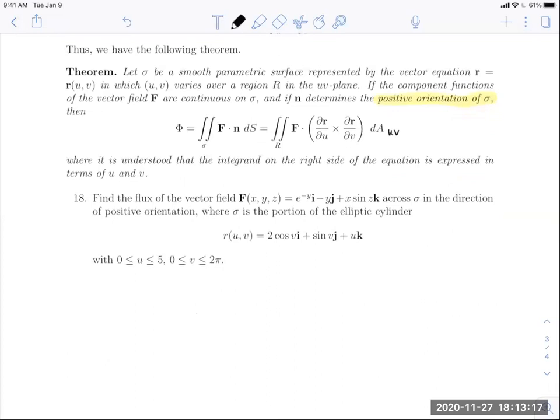So let's take a look at 18. It says find the flux of the vector field as given across sigma in the direction of positive orientation, where sigma is the portion of the elliptic cylinder as given, where u and v are bounded between 0 and 5 and 0 and 2 pi respectively. So let's start by finding that normal vector n, which is the cross product of the partial derivatives.